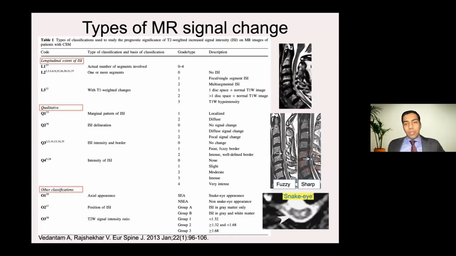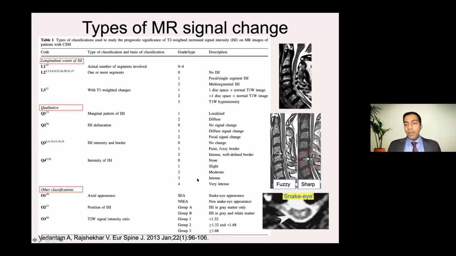When I looked at this some years ago, I tried to see what the signal change is all about and how it was described in several studies. What I found was there was a lot of variability as to how signal change is described in cervical myelopathy. Some studies looked at the length of the signal change. Does it go through a few segments or multiple segments? Other studies looked at it qualitatively. Is it diffuse and fuzzy? Is it sharp and punctate? And then there are other qualitative descriptions, such as the snake eye appearance in distal amyotrophic type of cervical myelopathy.